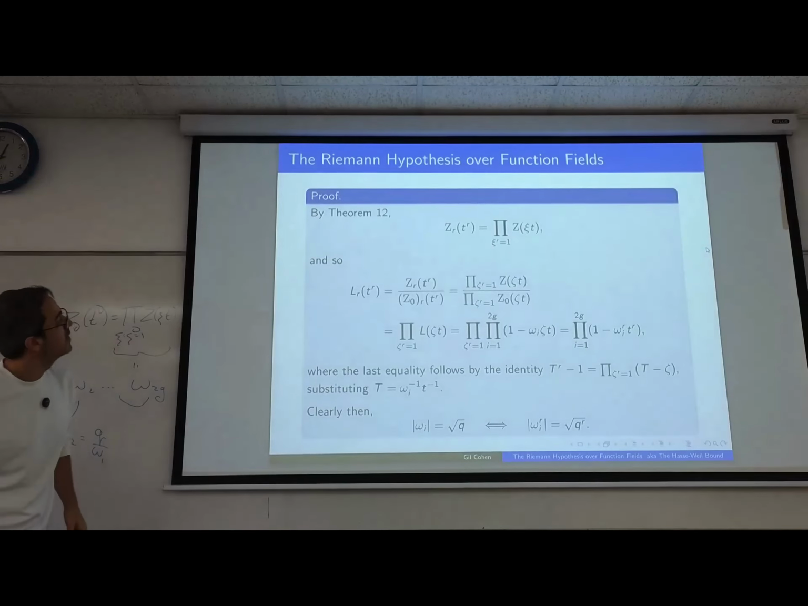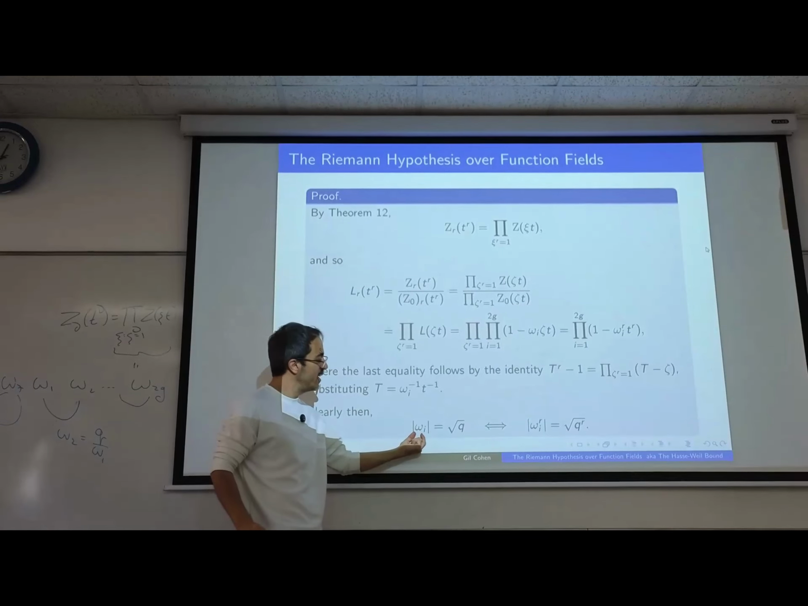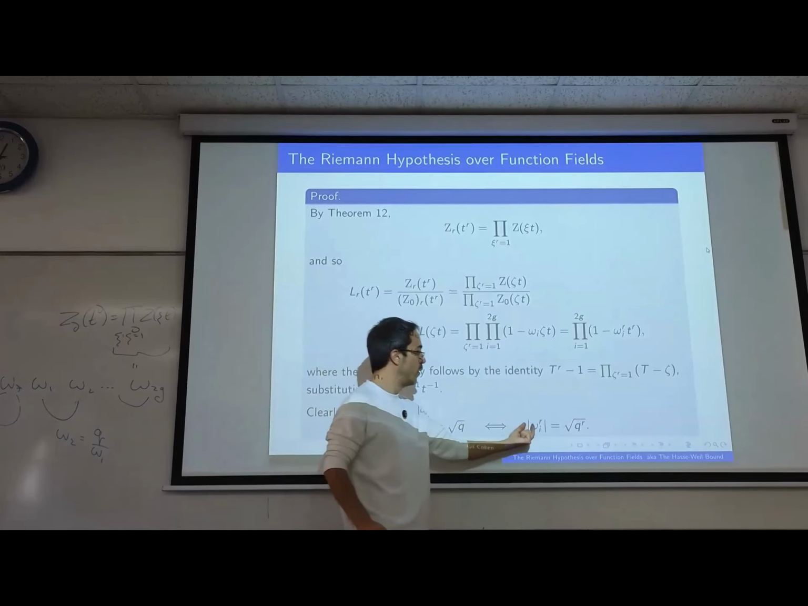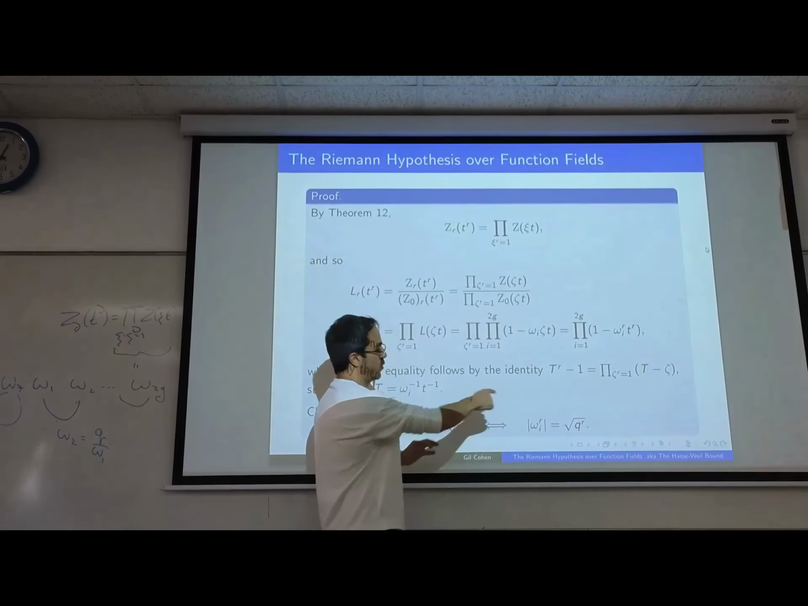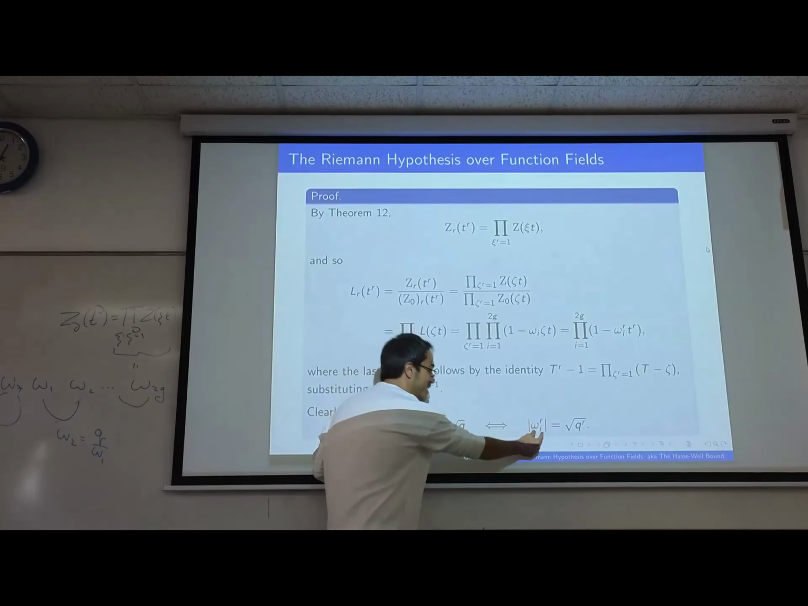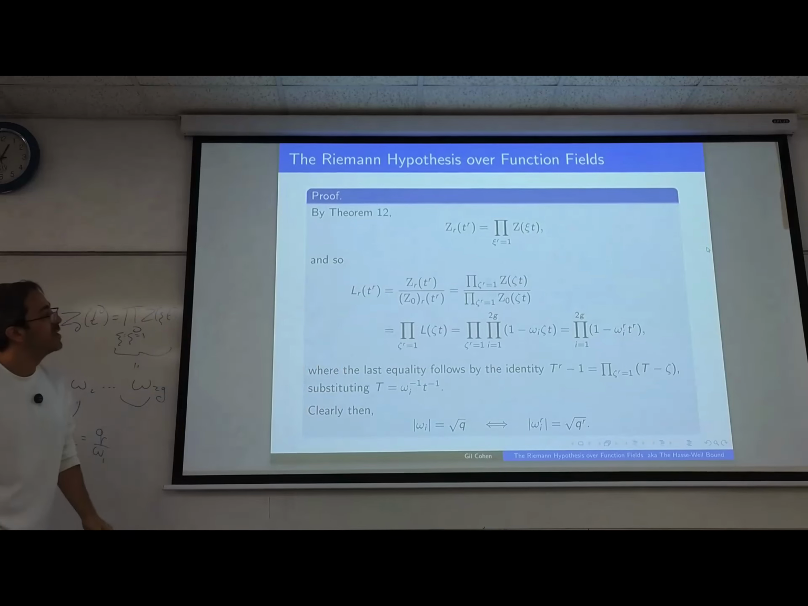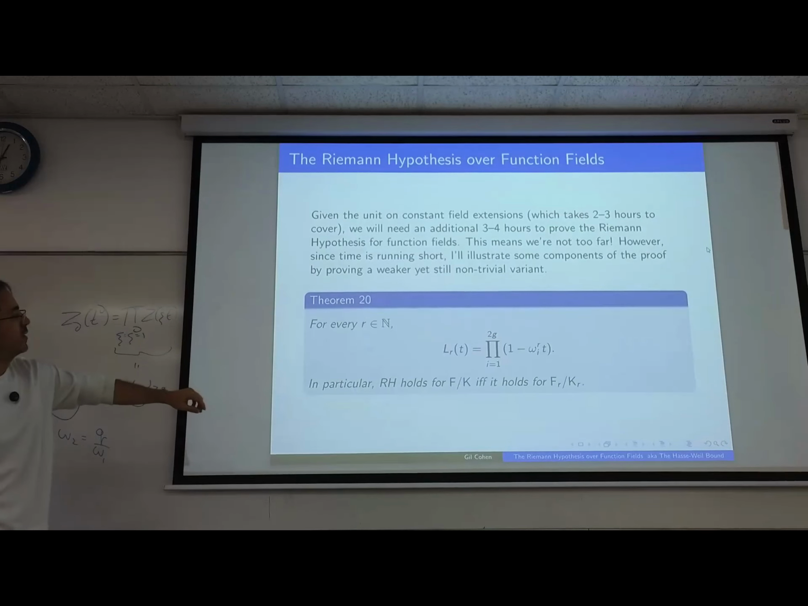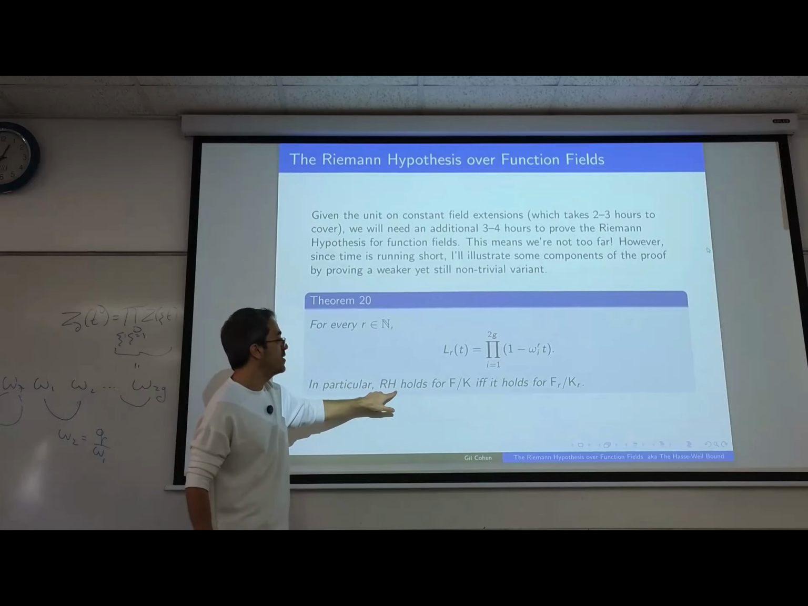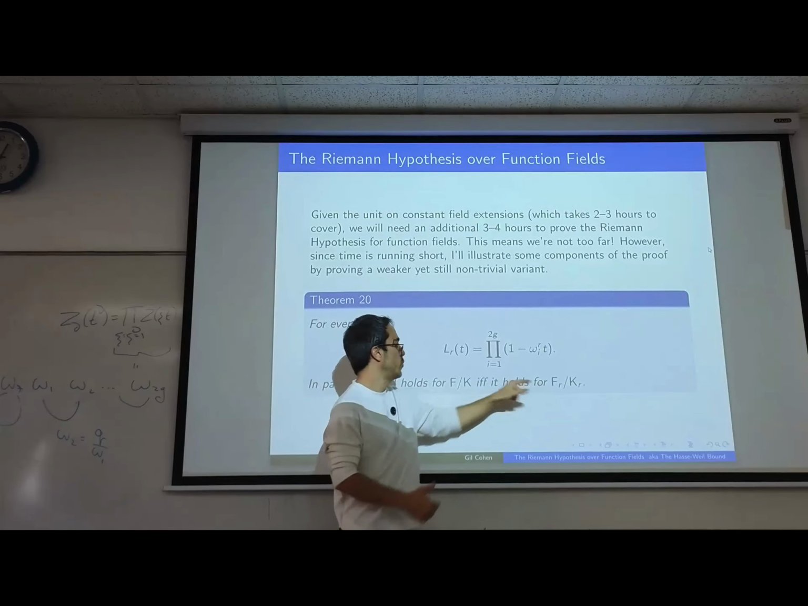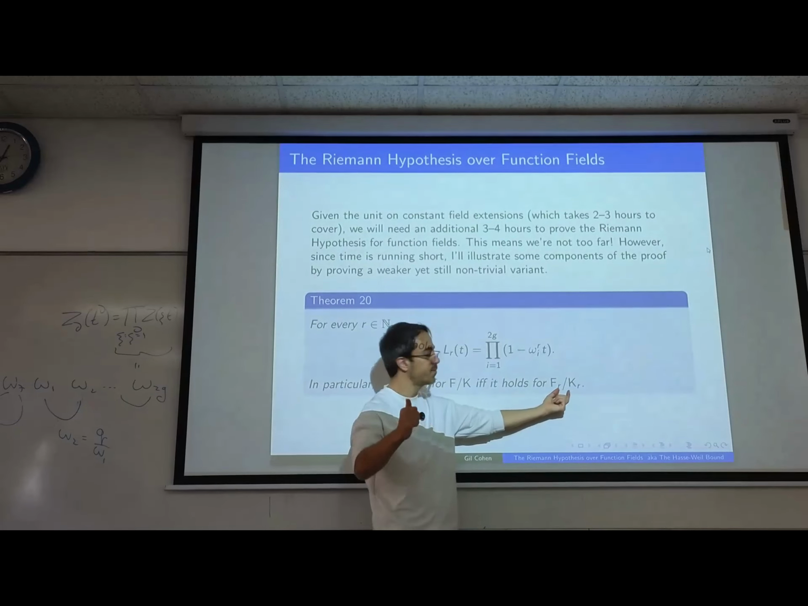But what you know from that is that omega_i is equal to square root of Q if and only if omega_i to the r is equal to square root of Q to the r. This is just because, I mean, that's obvious, but these are the roots of the L functions of the r-th extension of the function field. And so this tells you in particular, which is more interesting, that if you want to prove the Riemann hypothesis, once you prove it for some function field, you prove it for all of its extensions, the constant field extensions.